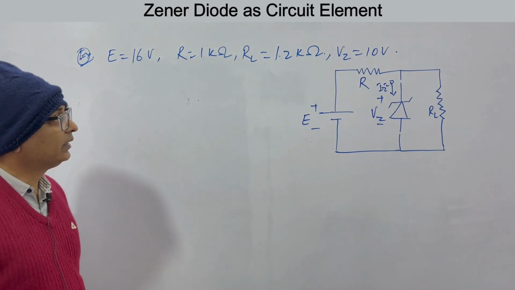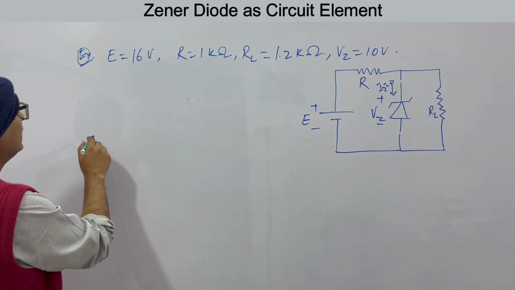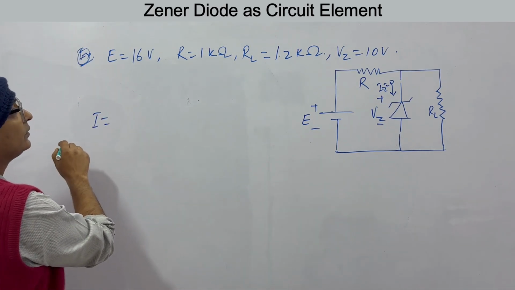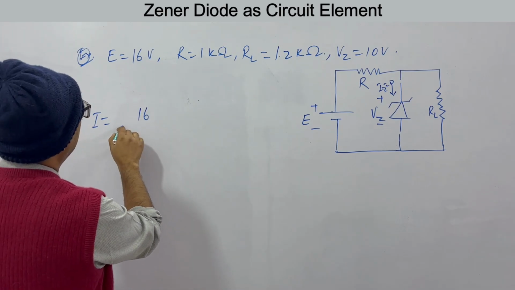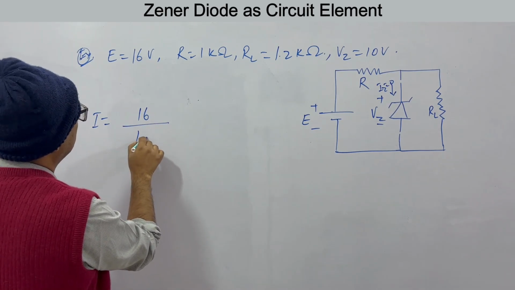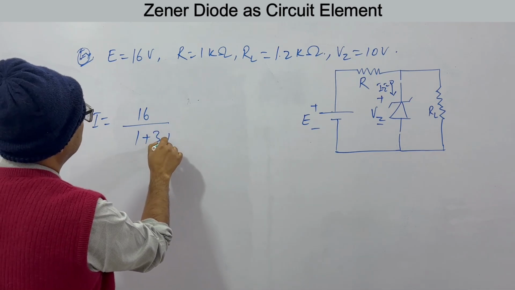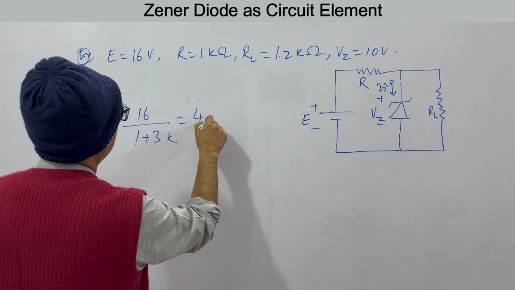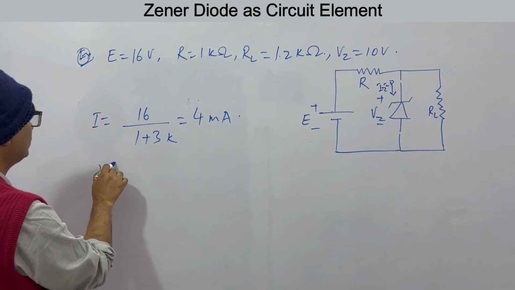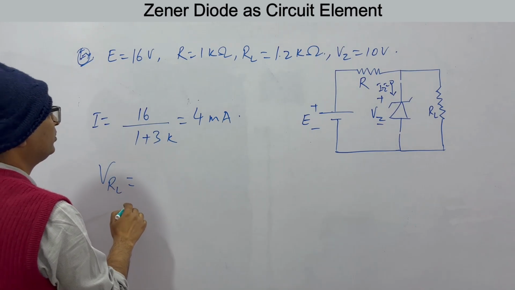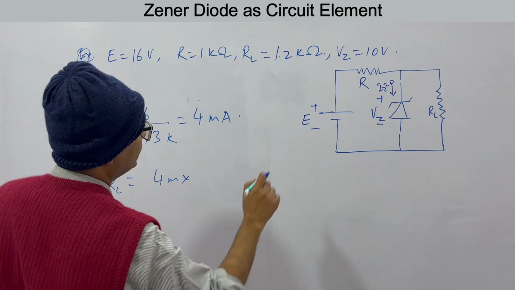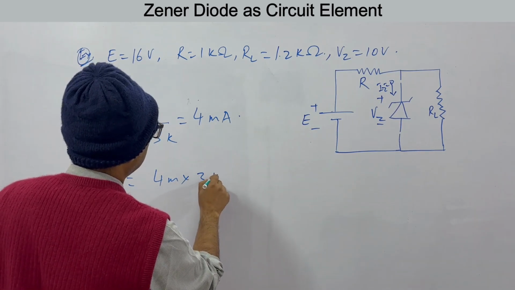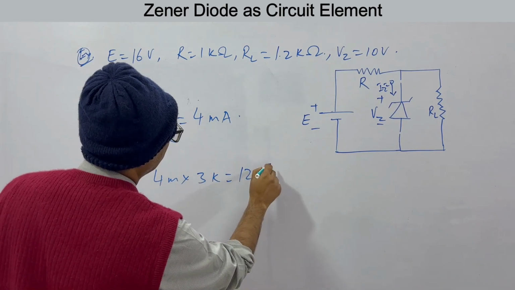If we change the value of RL to 3 kilo ohms, then what will the current be? Current will be 16 by R, which is 1, plus 3. That is 4 milliamperes. Therefore, the voltage across this load resistor will be 4 milliampere into RL, which is 3 kilo ohms.